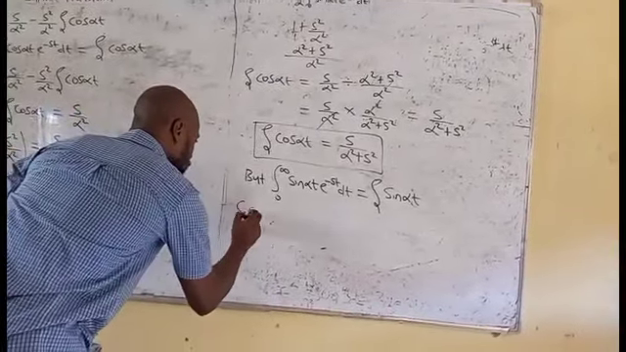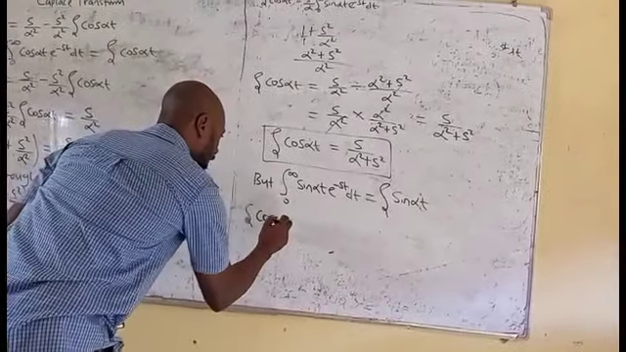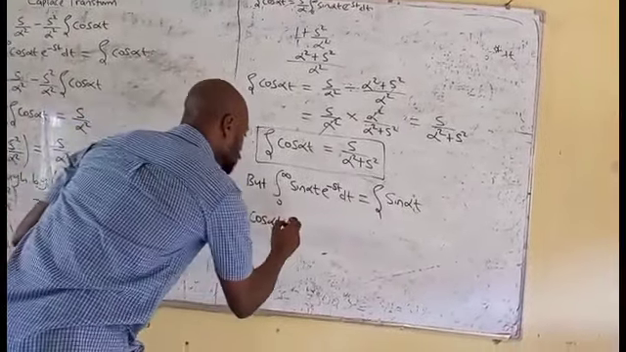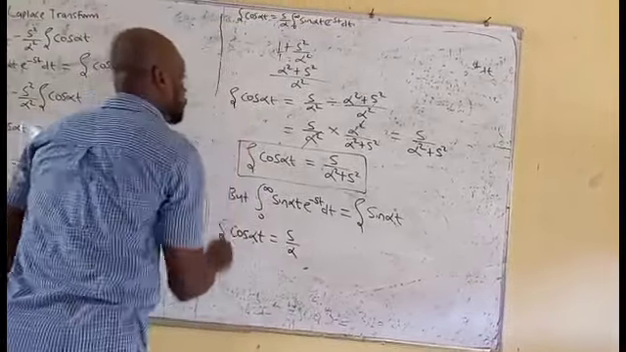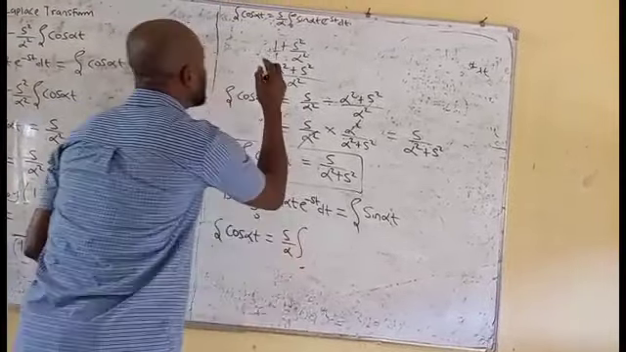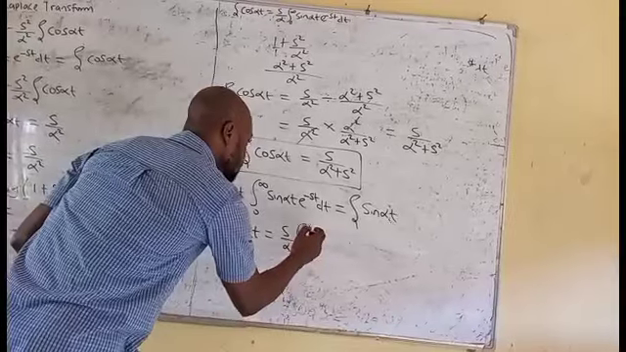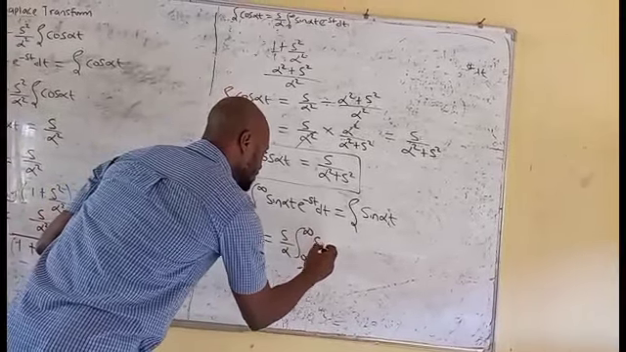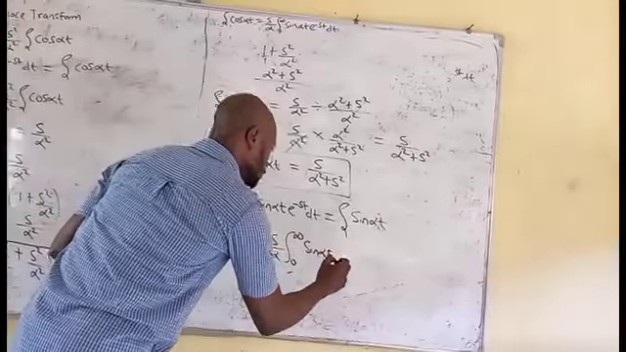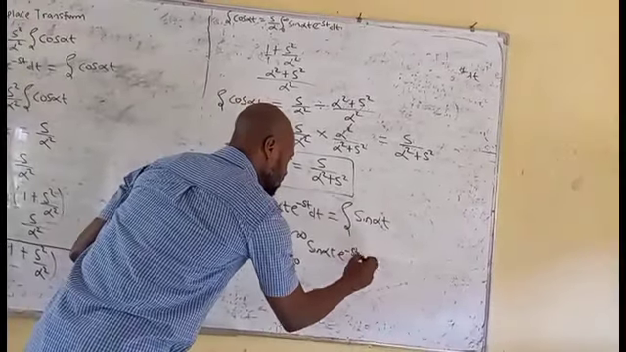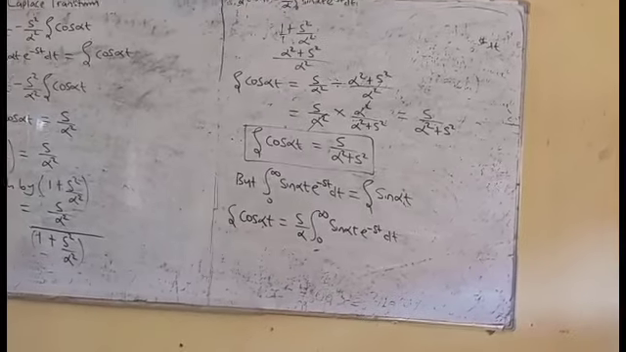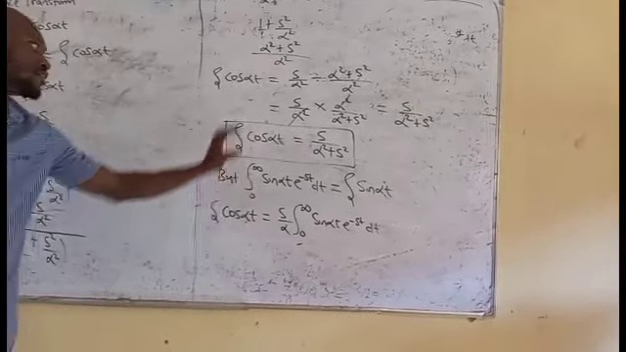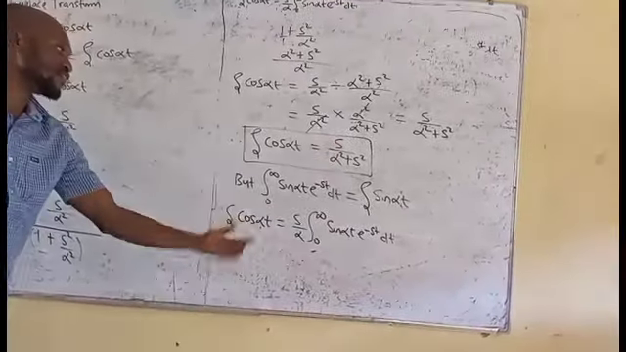Our Laplace transformation of cos alpha t is equal to s over alpha. That's this equation. I have the integral from 0 to infinity of sine alpha t e to the minus st dt. You have something like this. Now I have gotten this one, which is this. I will put the value here.